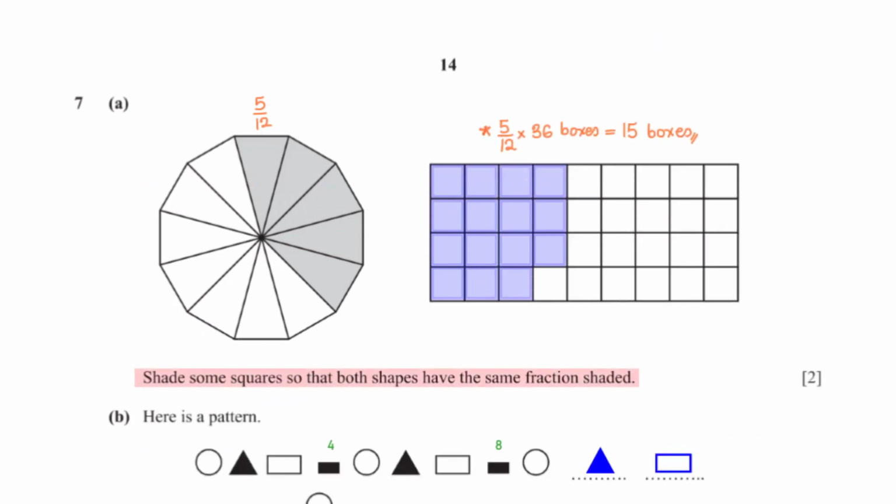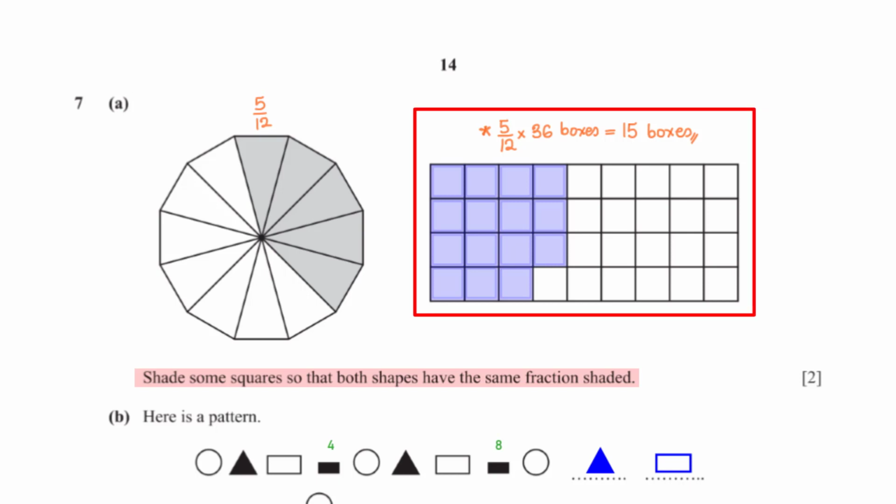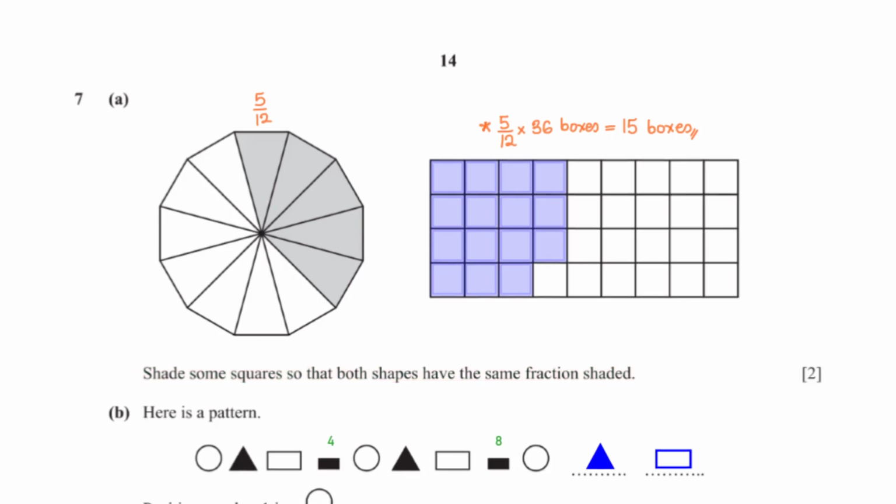Shade some squares so that both shapes have the same fraction shaded. For this shape, 5 out of 12 slices are shaded. This shape is made up of 36 squares. 5 over 12 of 36 is 15, so we shade 15 squares.